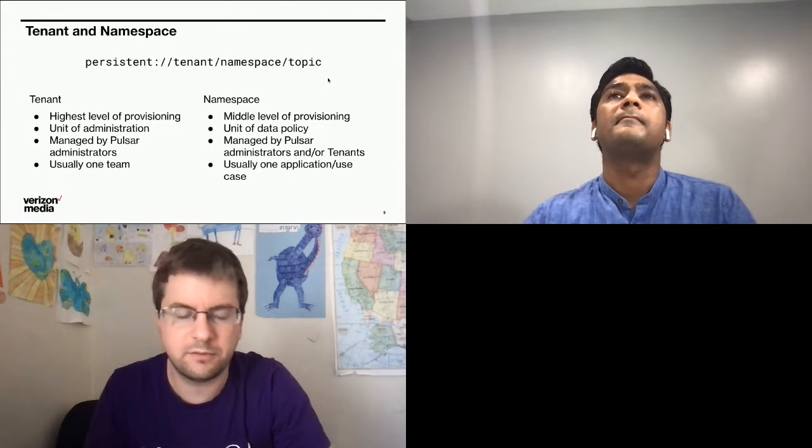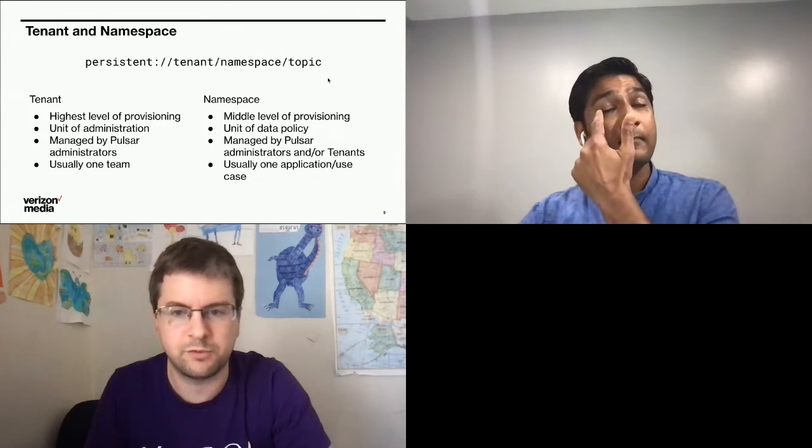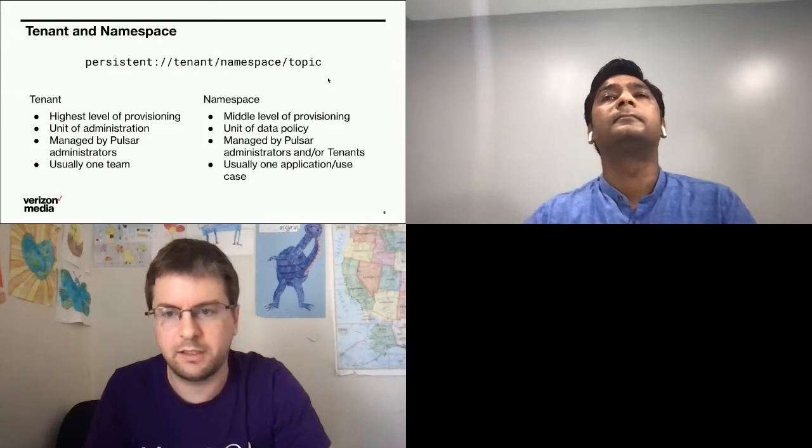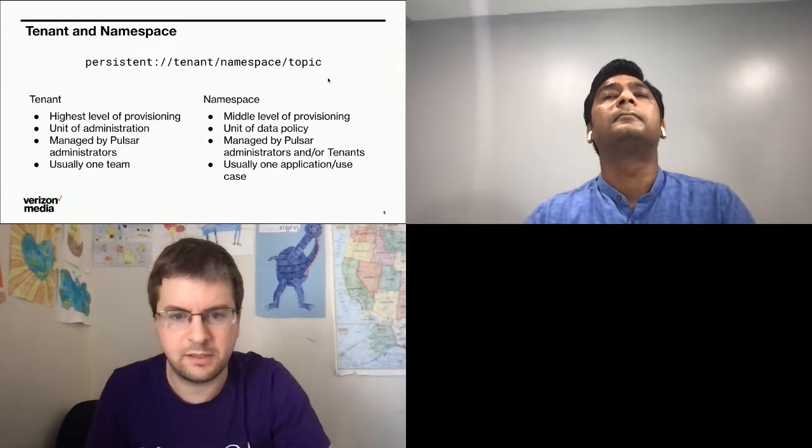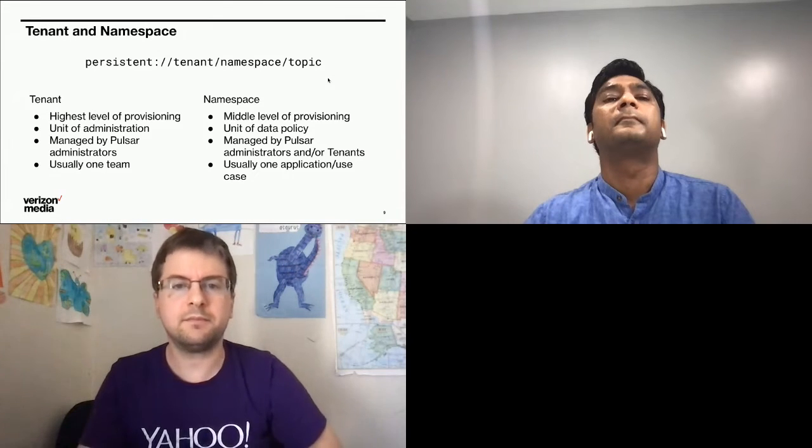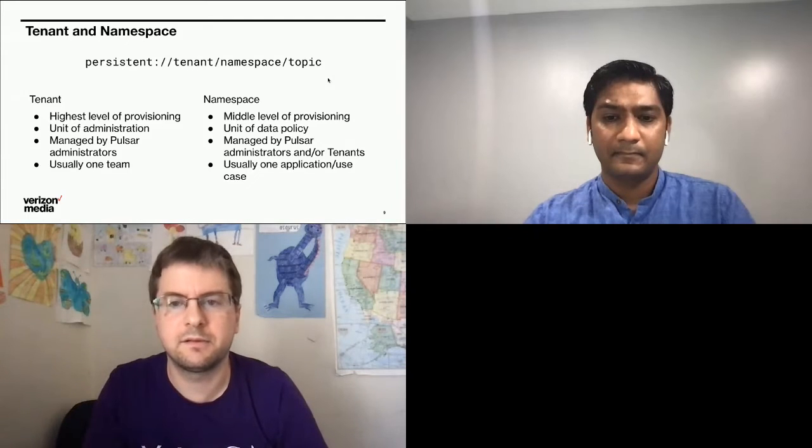There are namespace policies which the tenants aren't allowed to manage because they're really best left with the cluster operators. Things like throttling, the persistence policies, and the bookie affinity groups. So those are things which are too low level for tenants, and also things that they shouldn't be held responsible for understanding. Slide 10, please.